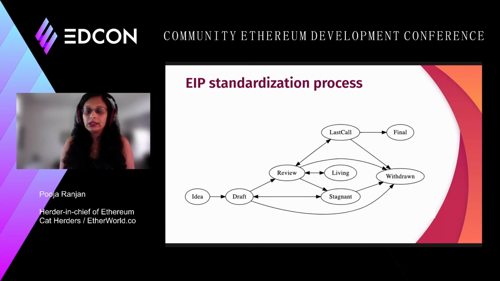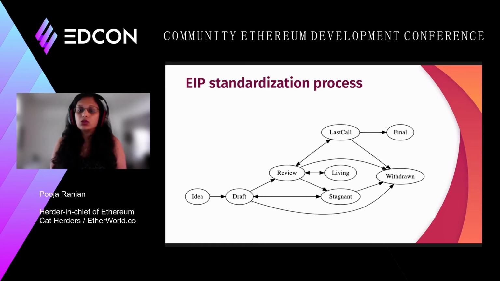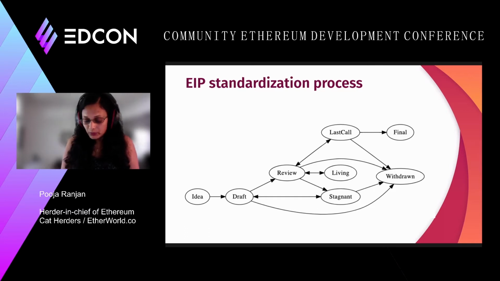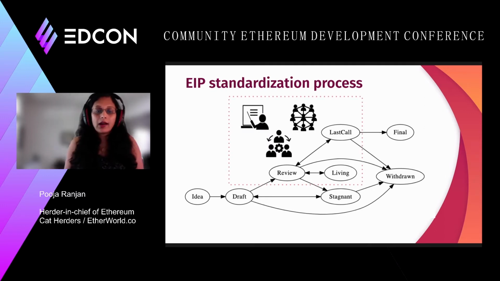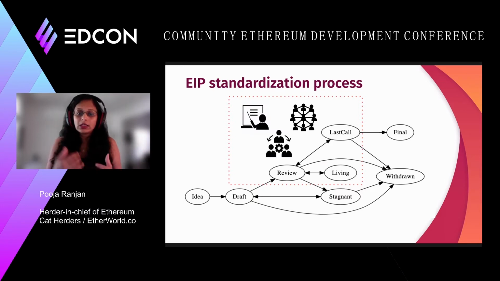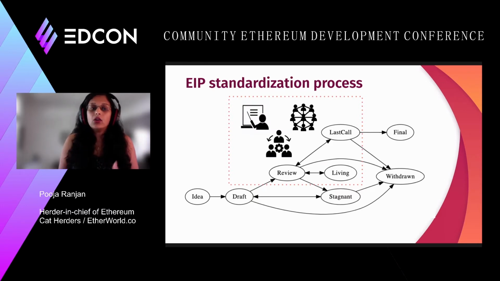Living is for EIP-1, which means it is never meant to be final. Stagnant is for proposals which have had no further activity for 6 months or over. Withdrawn is for proposals that do not move any further, or when there is some better proposal. When we are at the review, living, or last call status, it goes into heavy review, like EIP editors and the community, or, if it is a core proposal, client reviews are also recommended at that point.